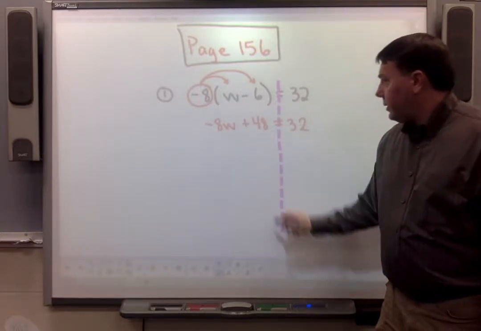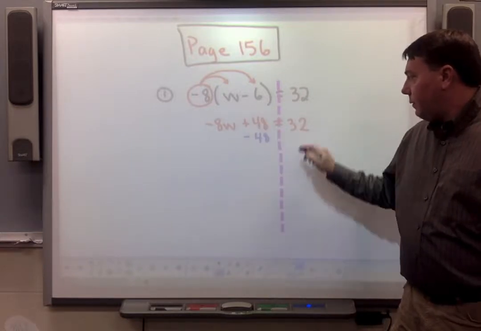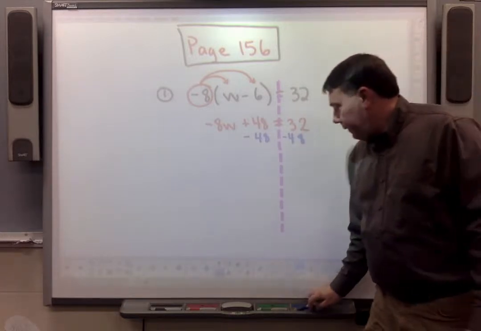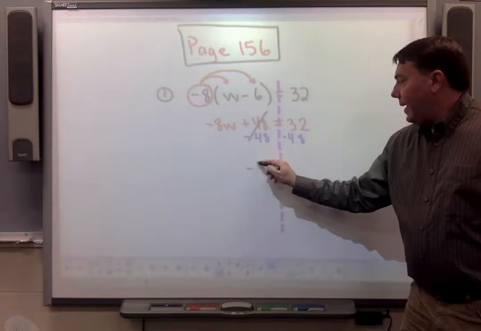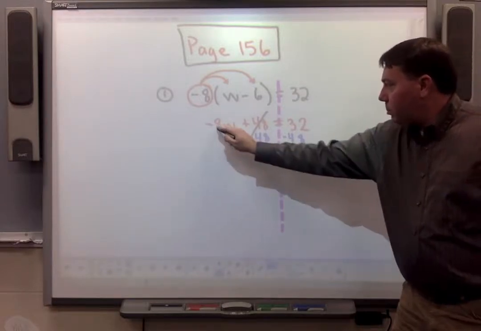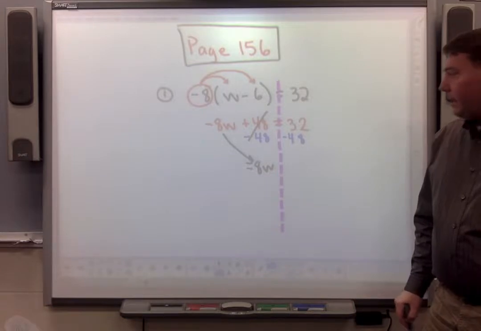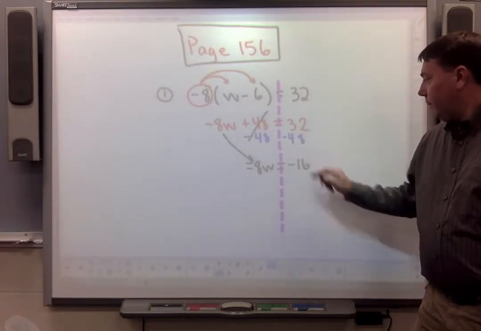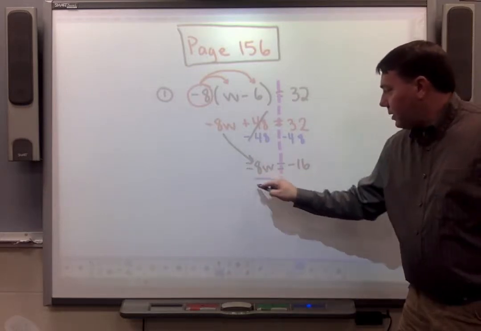So let's go ahead and subtract 48 from both sides. If you subtract 48 from the left, you have to subtract 48 from the right. So now the equation, those cancel out, is negative 8W. Make sure you bring down the negative sign. When you bring down the negative 8W, it equals negative 16. Okay, then divide both sides by negative 8.